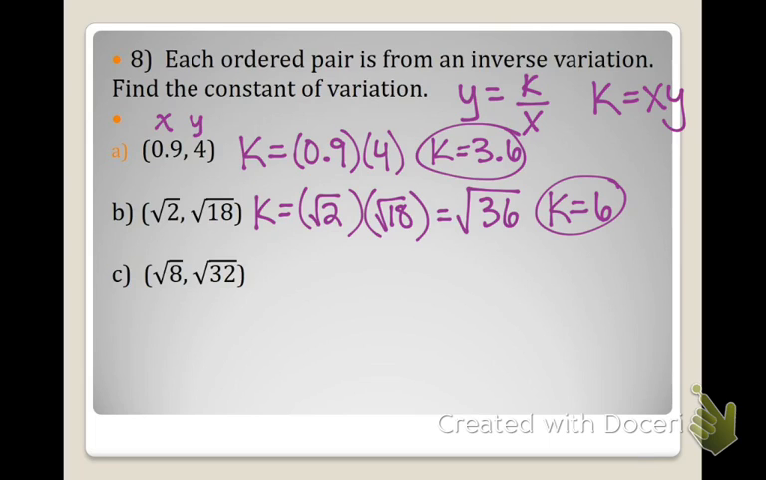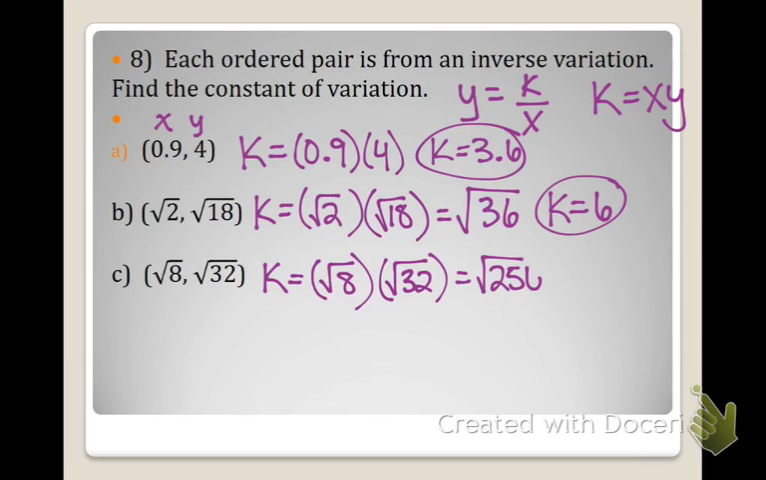Okay, letter C, same process. Still inverse variation, still trying to find our constant. So k equals what times what? Square root of 8 times square root of 32. When we multiply those together, we get the square root of 256. And the square root of 256 is 16. So k equals 16. Questions about finding the constant of variation from those problems? Ready to move on to number 9?